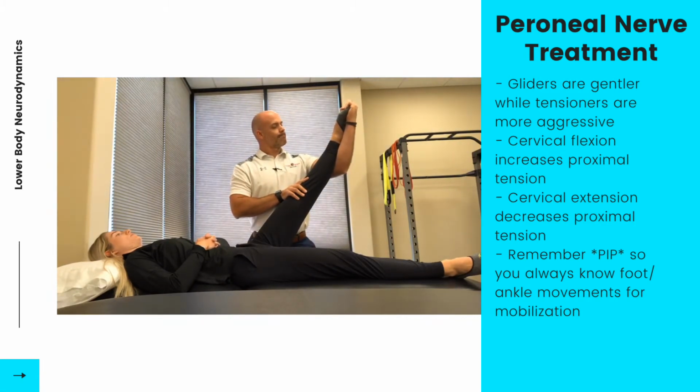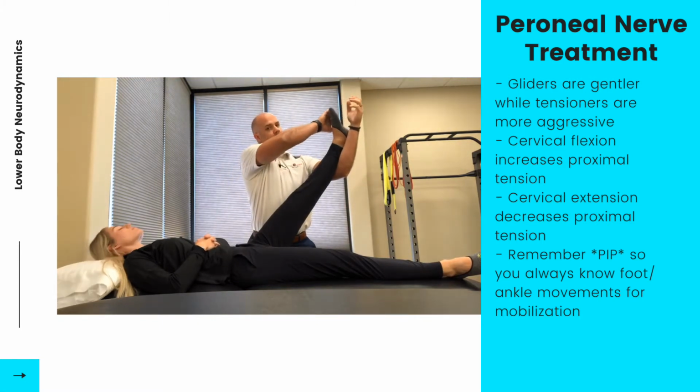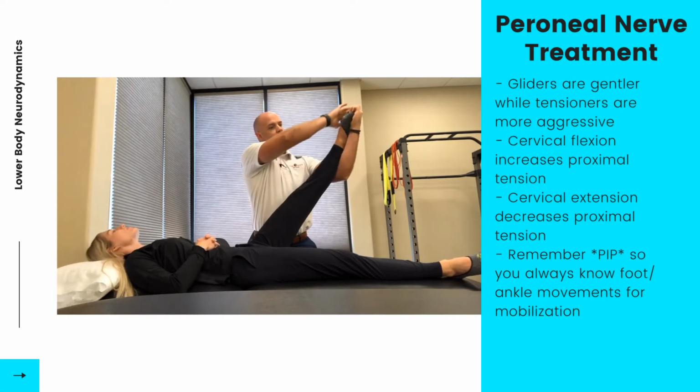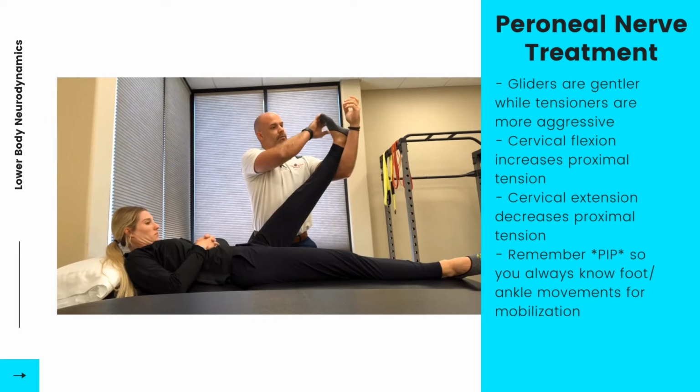Now, if we want to glide the nerve or do a slider, we can simply dorsiflex and plantar flex at the foot. We can also add cervical movements in order to put more or less tension on the nerve. In this case, as we plantar flex and extend the neck, this would be a nerve slider. As we dorsiflex and flex the head and the neck, this would be a nerve tensioner.